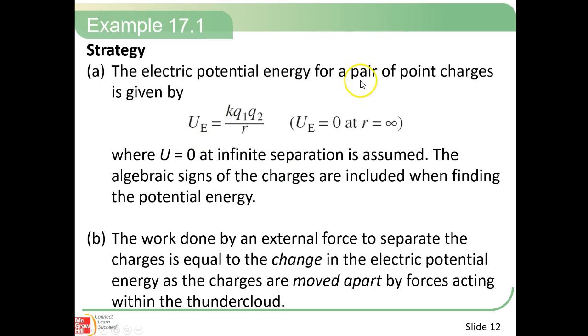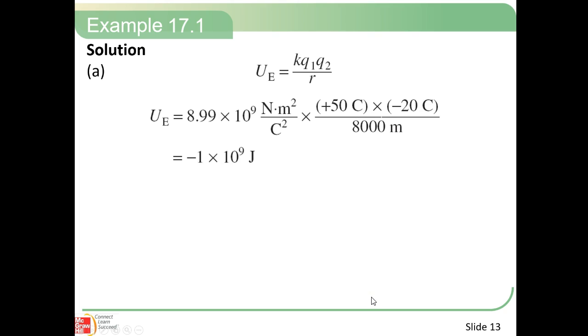So the electric potential energy for a pair of point charges, remember the equation where we said UE is equal to 0 at infinity. So infinity here just means as far away as we can get them. The work done by the external force to separate the charges is equal to that change in the electric potential energy as the charges are moved apart. So we will look at each one here. Let's do the first one.